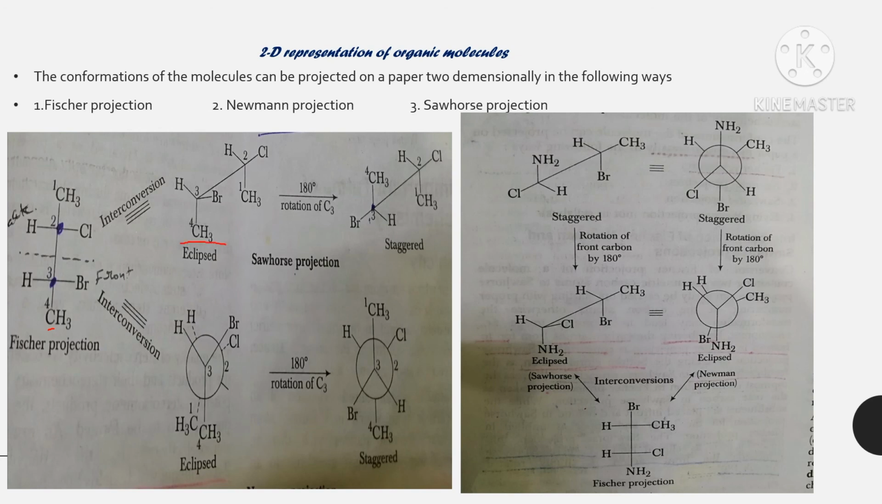it is also an eclipsed form. When we are rotating the Sawhorse projection by 180 degrees through the C3 carbon, only we are rotating based on the C3 carbon, not the backside carbon. So when we rotate this C3 carbon by 180 degrees, it will give the staggered conformation. C3 carbon goes to top and the remaining bromine and hydrogen will come down. So this is how the Sawhorse projection converts from eclipsed form to staggered form.